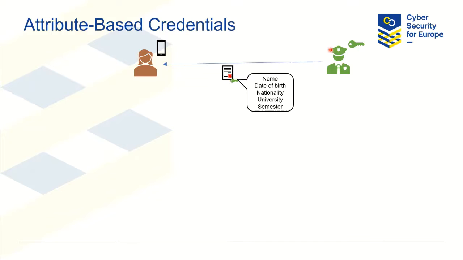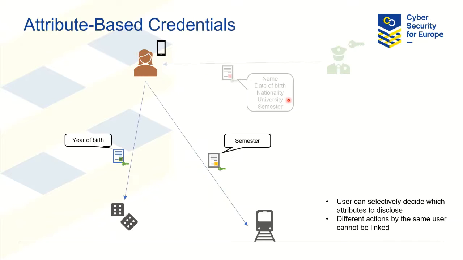For instance, when the issuer is a university, such a credential might certify the name, the date of birth, the university, or the validity period, so the semester of the current credential. The user can now use this certificate in order to authenticate towards different service providers in a privacy-preserving fashion.